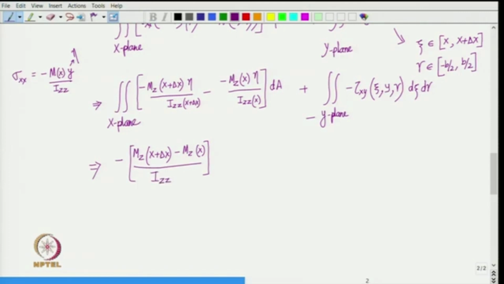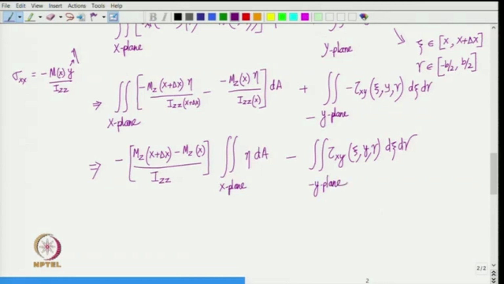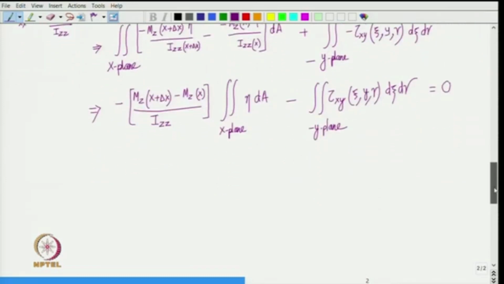Let us take a simpler case where I z z is constant, okay, and then integration over the x plane of eta dA, okay, minus tau x y of zeta comma y comma gamma d zeta d gamma, and this is negative y plane, and this has to be equal to 0, because this is the total force in the x direction on that green element, and it has to be equal to 0.